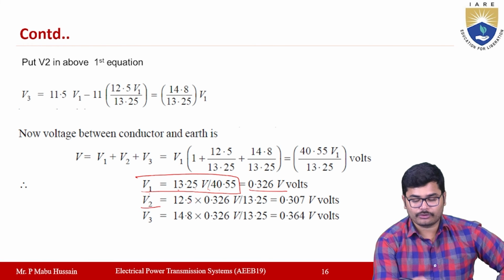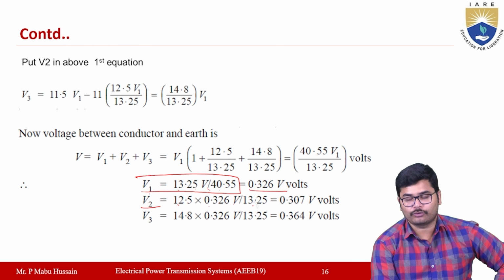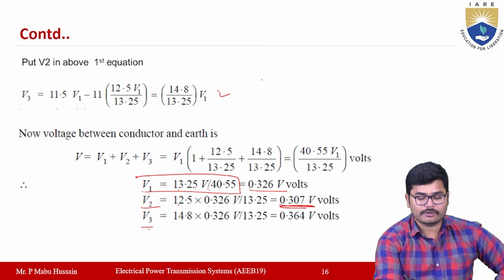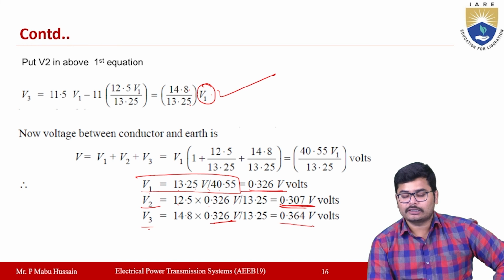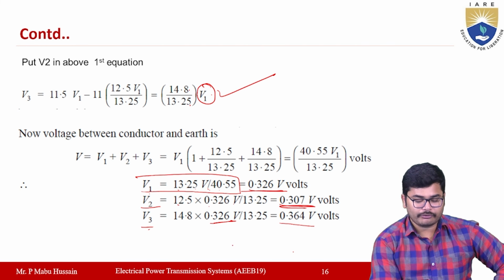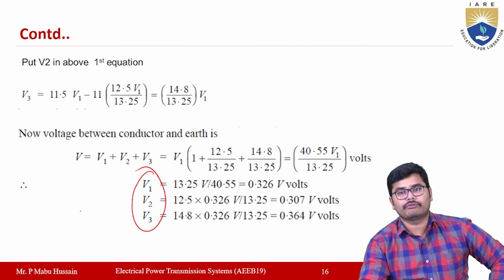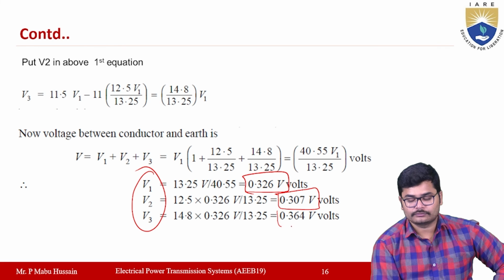Then for V2, if you use that equation, 12.5 into 0.326 V by 13.25, you will get 0.307 V. Then V3, from this equation, is 14.8 by 13.25 V1. In place of V1, if you substitute 0.326 V, then you get V3 equal to 0.364 V. So what we are doing here is writing all the voltages across each insulator, V1, V2, V3, in terms of voltage V.